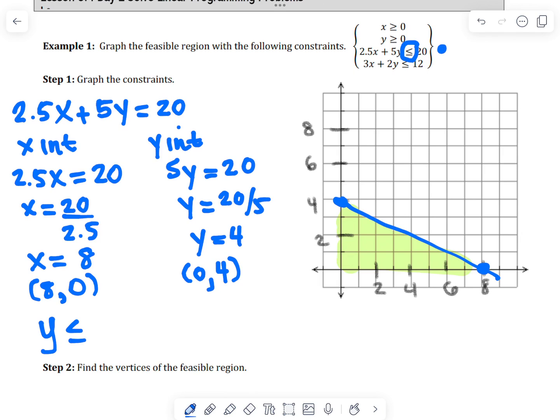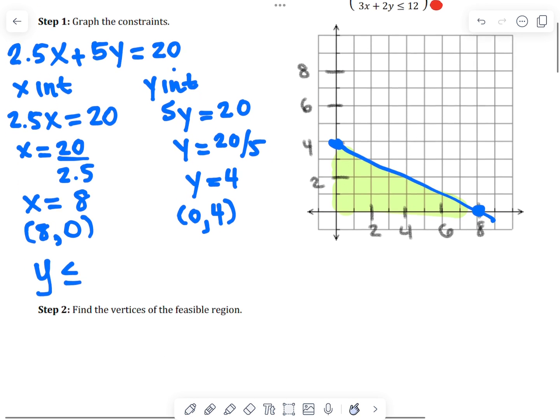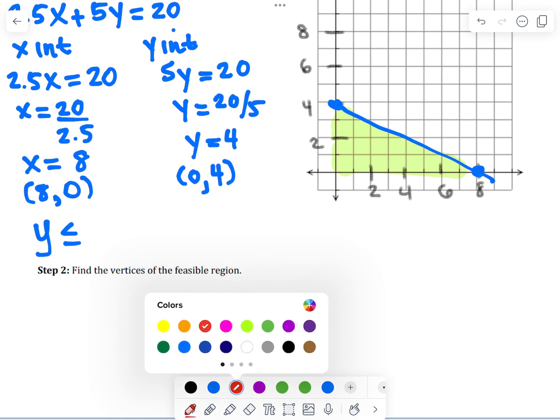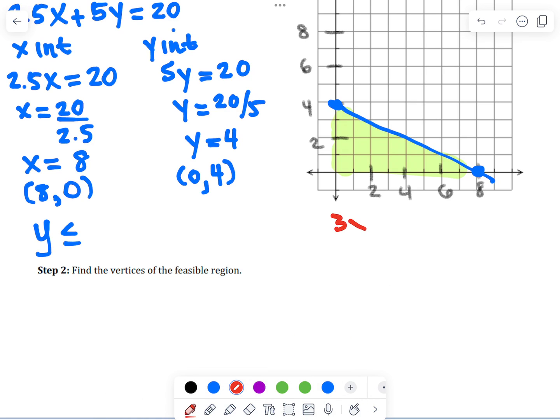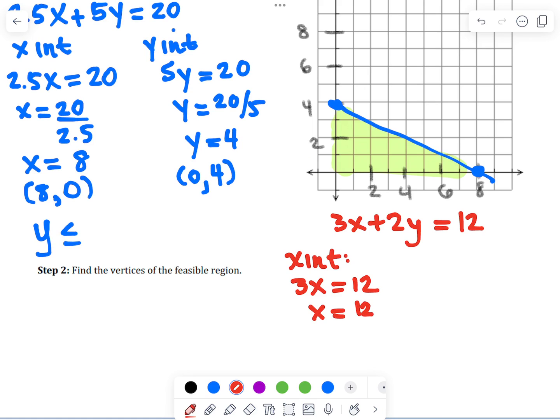Now we do the same thing for the second inequality. We want to either convert it to slope-intercept form or find the x and y-intercept. So we have 3x plus 2y equals 12. To find the x-intercept, we let y equal 0 and solve for x. So we get 4, 0.